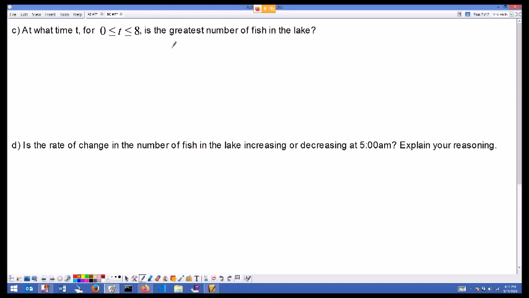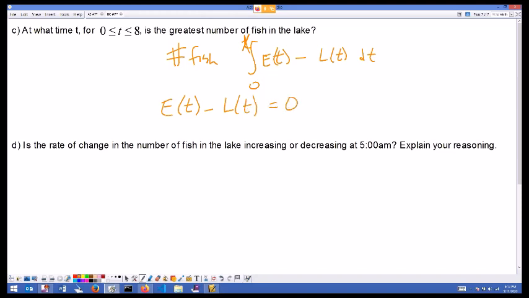So we could say that the number of fish is the integral of E of t minus L of t. And so the derivative of that, from 0 to any time period during, so 0 to x dt. So the derivative of this needs to equal 0, which is just E of t minus L of t equals 0. And we will figure out when that's true from our calculator. Does that make sense to everybody?